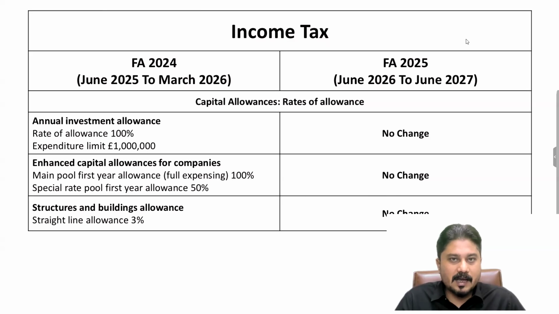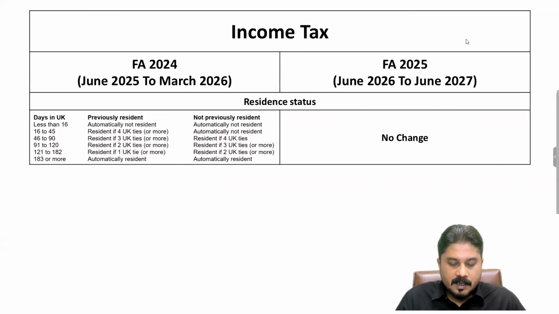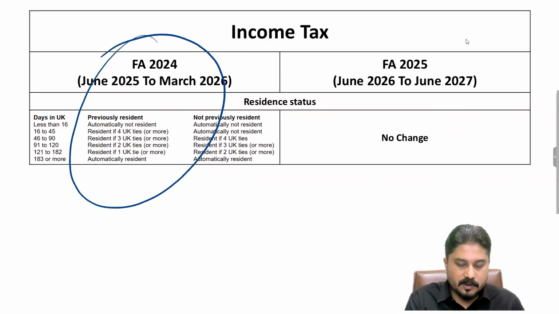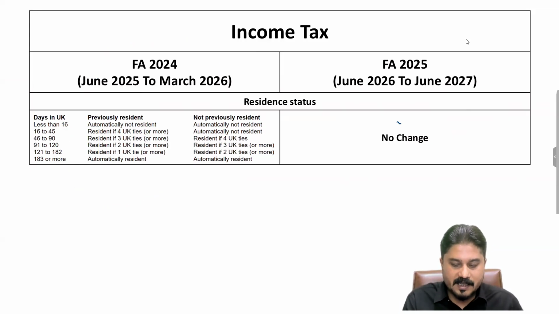Commercial structure and building allowance percentage, previously it was 3%, and in Finance Act 25 there is no change. It is still being considered as 3%. And for income tax purposes, if we talk about residency status, for deciding the residency status, a table is normally given in your tax tables. So the same table which was there in Finance Act 24 can be used, and there is no change for residency status.